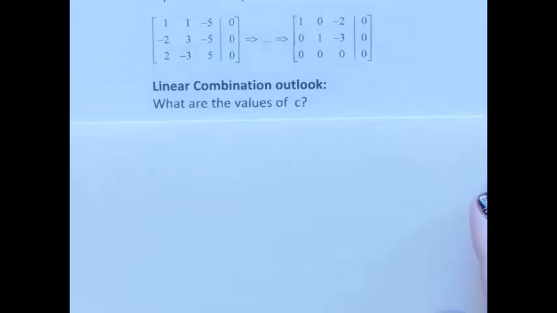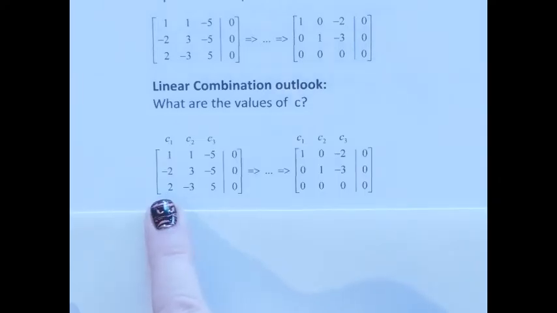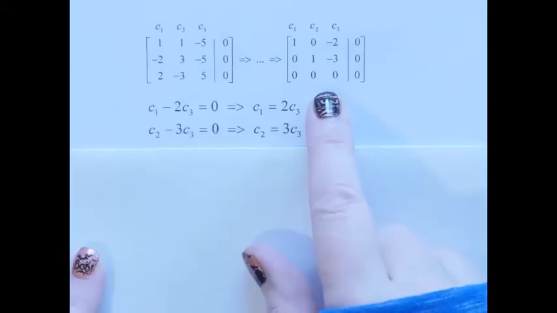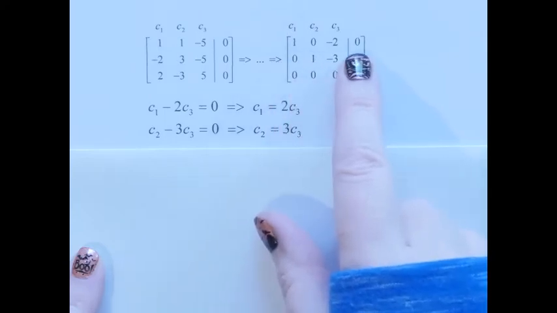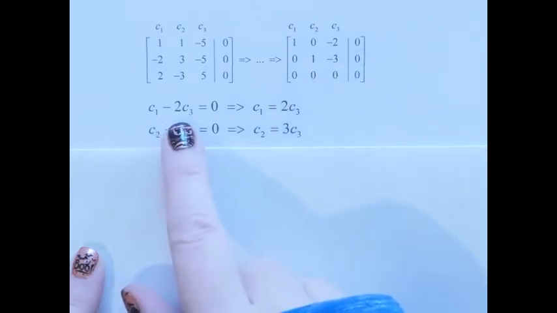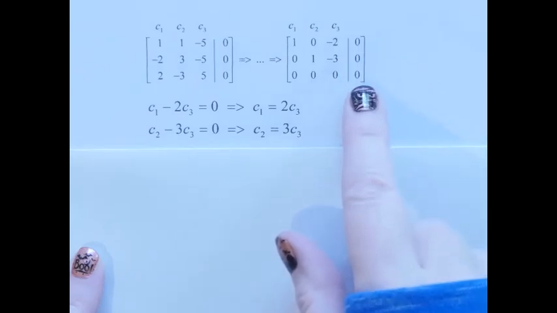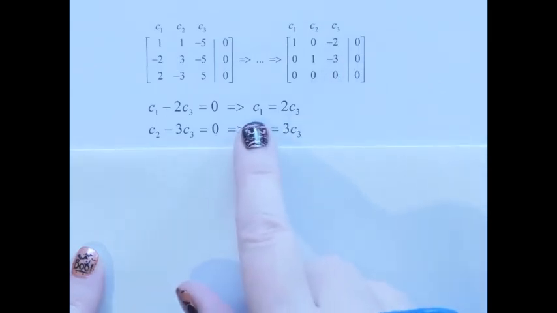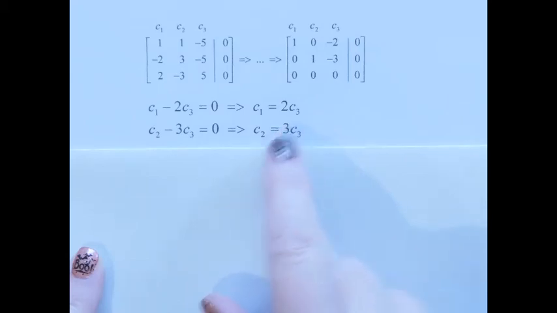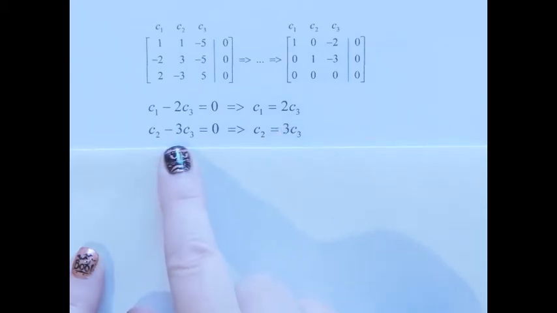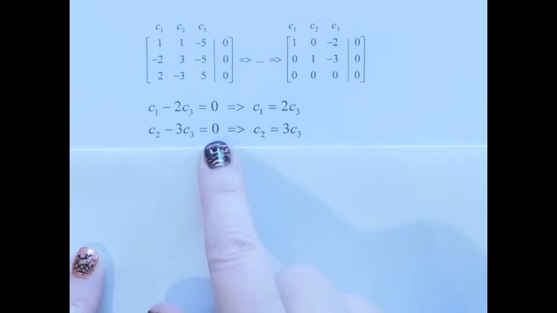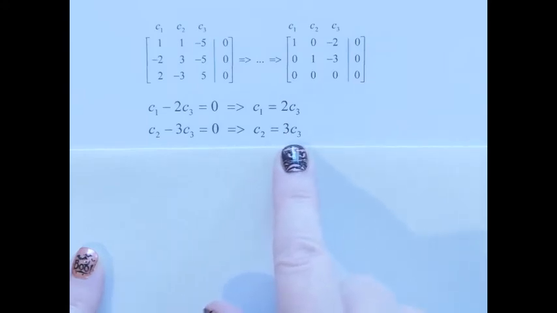So, linear combination outlook. What are the values of C? This is C sub 1 times vector V sub 1 plus C sub 2 times vector V sub 2 plus C sub 3 times vector V sub 3, and it equals the 0 vector. Using our final matrix, we're going to use parametric form. So C sub 1 minus 2C sub 3 equals 0, hence the reason why I put the 0 vector here. That means when we solve for C sub 1, we get 2C sub 3. C sub 2 minus 3C sub 3, right here, equals 0. C sub 2 equals 3C sub 3.